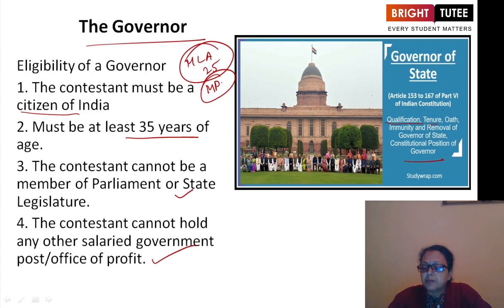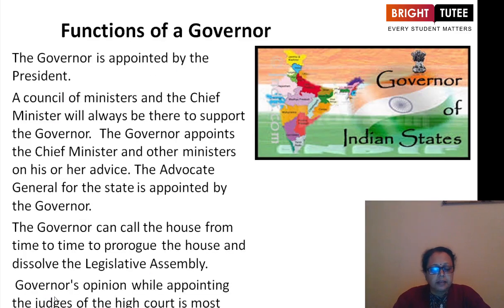So everything has been mentioned in the Constitution, and here it is mentioned the number of the article and the part of the Constitution. Part 6 is there and the article numbers are 153 to 167. In these articles, the entire description is given about the appointment of a governor, then the functions of a governor. The governor is appointed by the president.